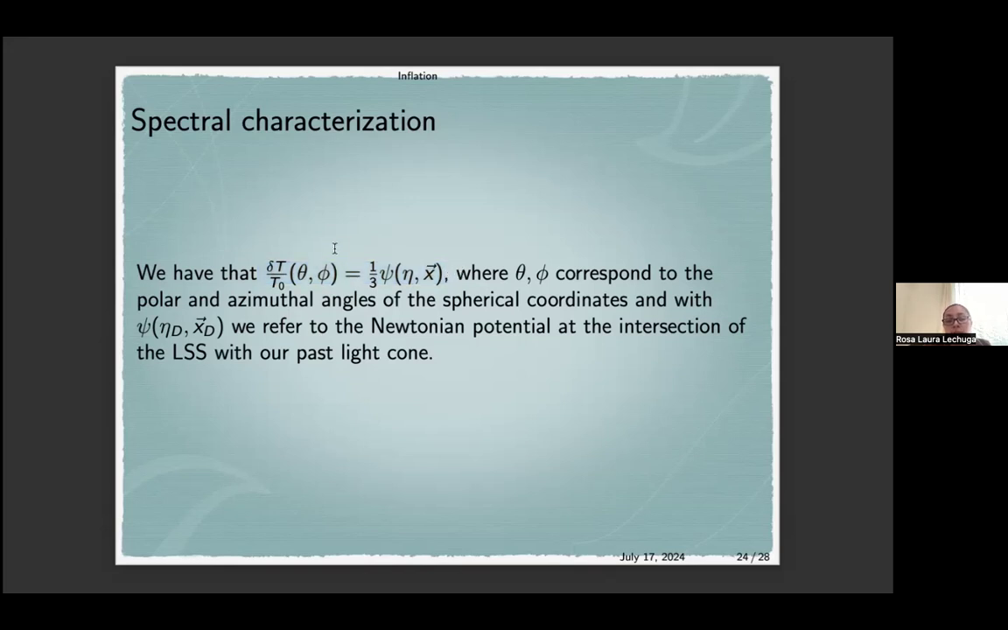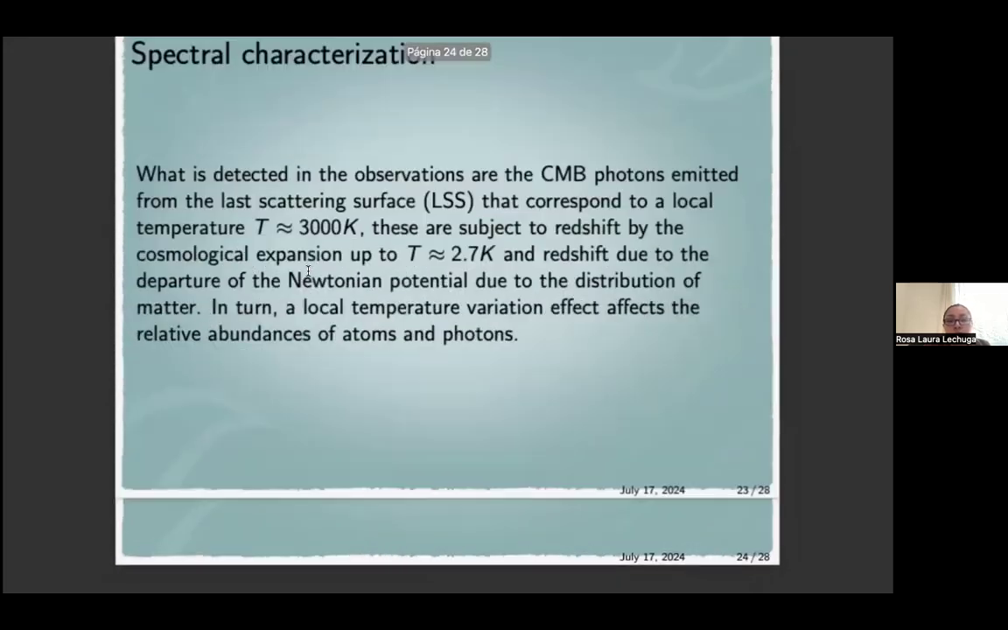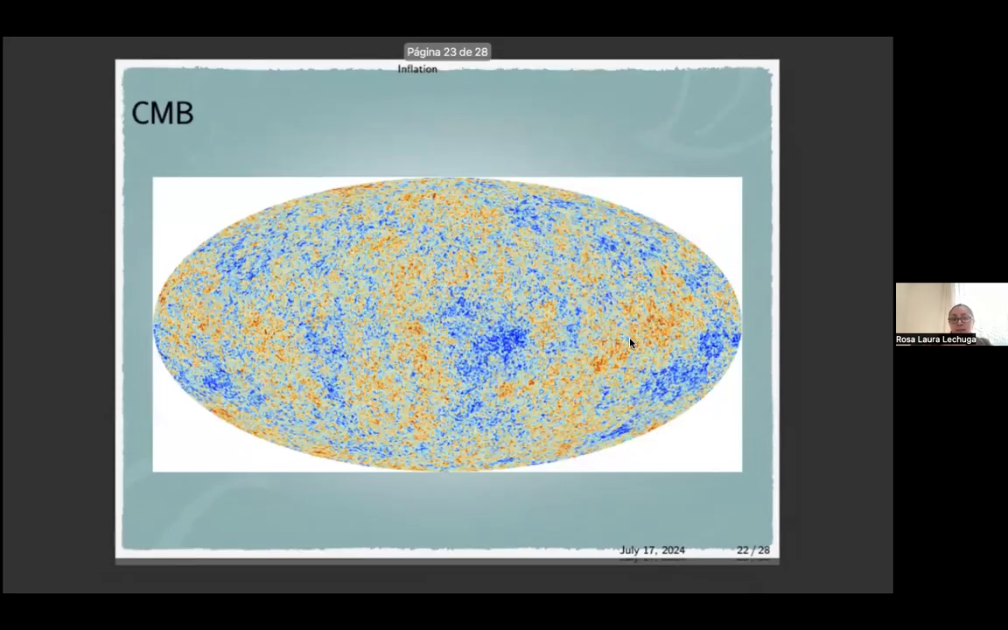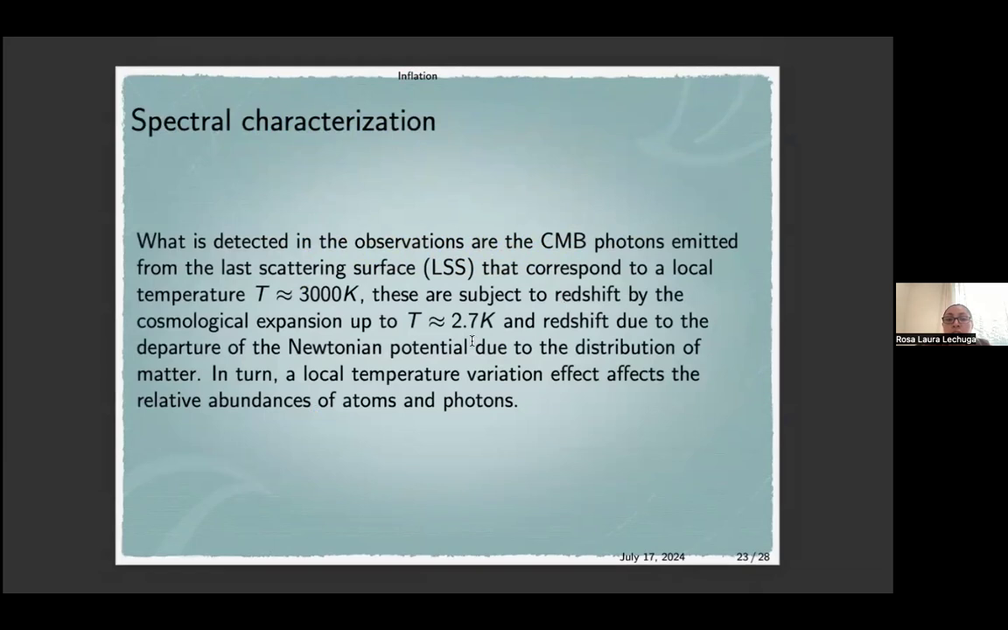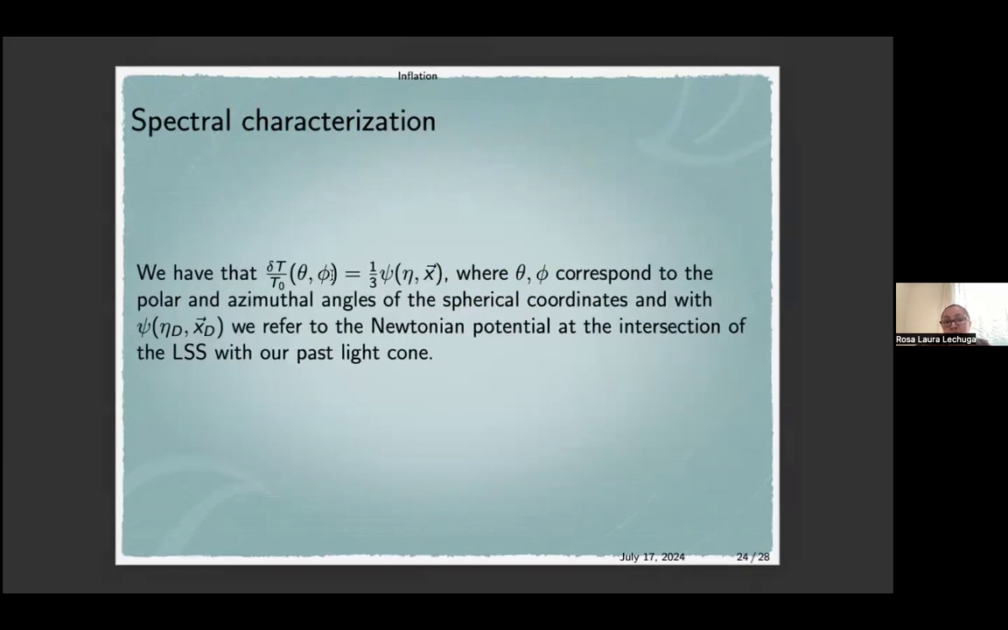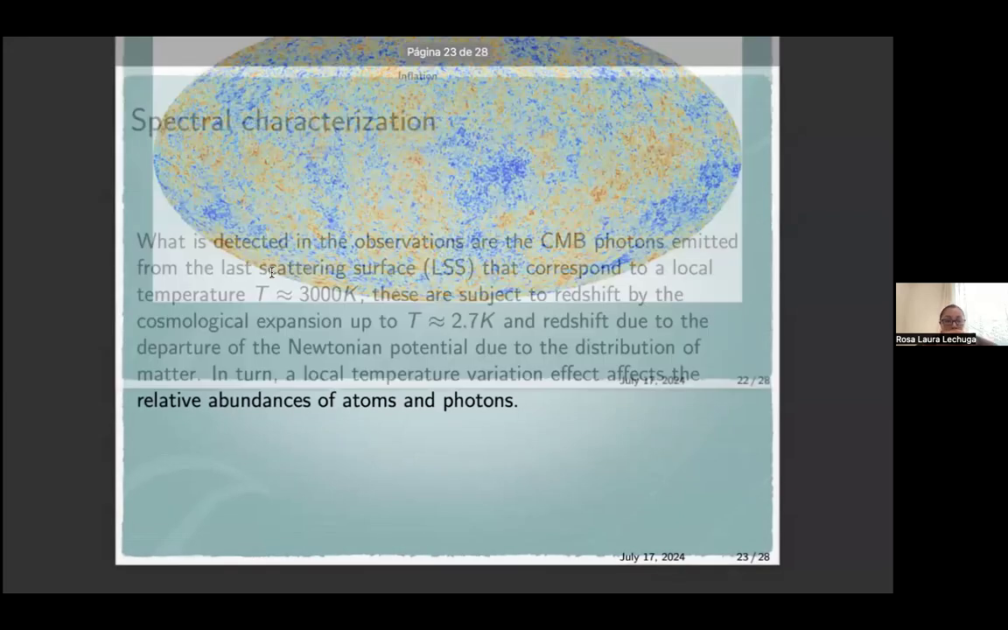So previous to incorporating inflation in the cosmological model, they already had a notion of how to connect the theory with the observations. You can read from this picture that they studied the redshifts and also wrote them in terms of spherical symmetry. So they use the spherical harmonics to represent the different points over the CMB sphere.